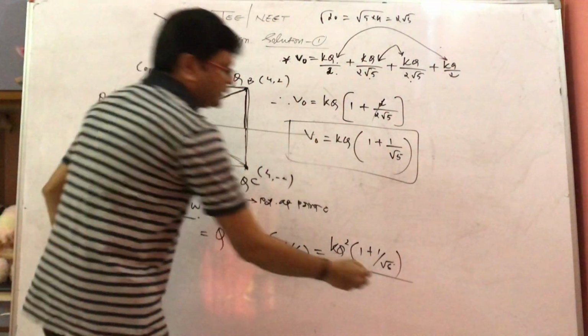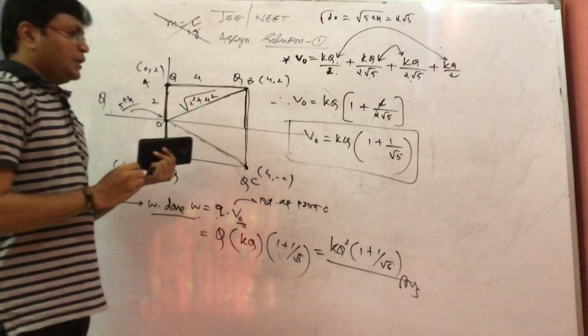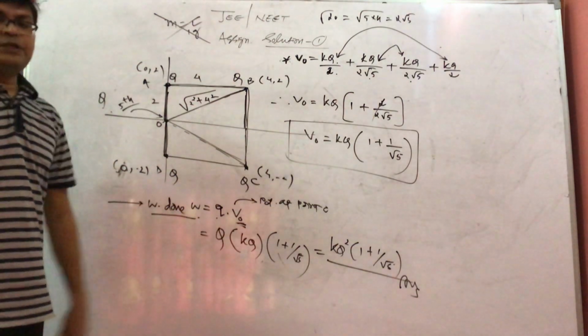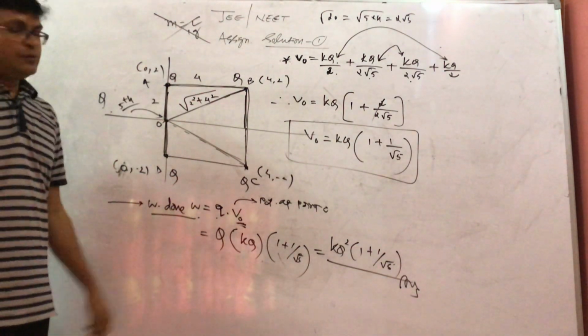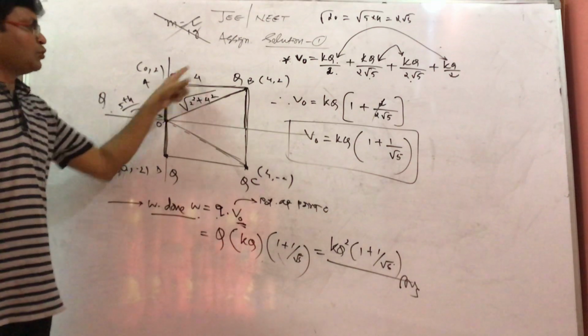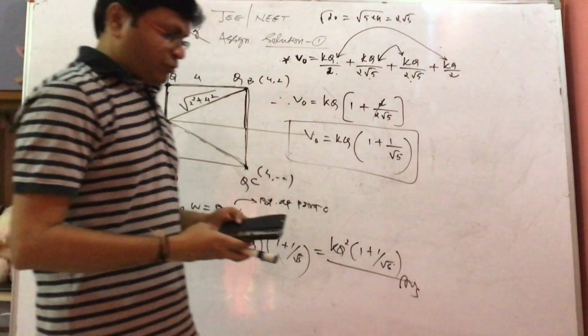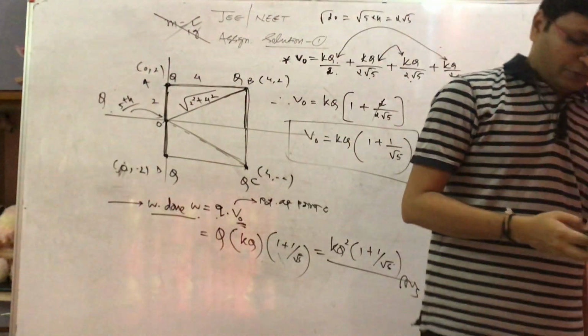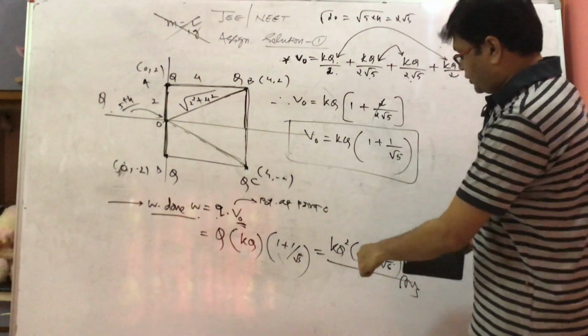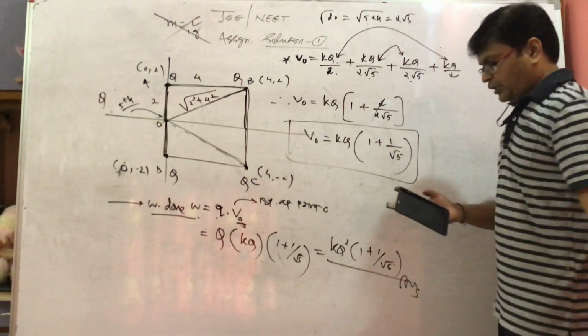So most IMP, you can easily analyze. Very interesting. Here once again you have to find the potential at this point O because of these 4 charges. So question number 3 is very IMP, no doubt. Your answer is kq square times 1 plus 1 by root 5.